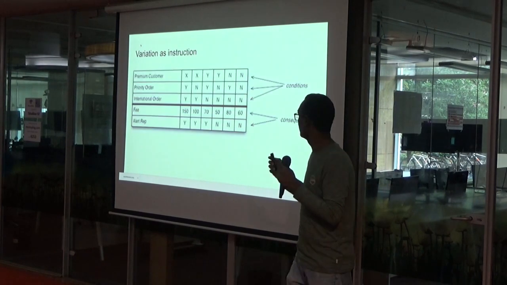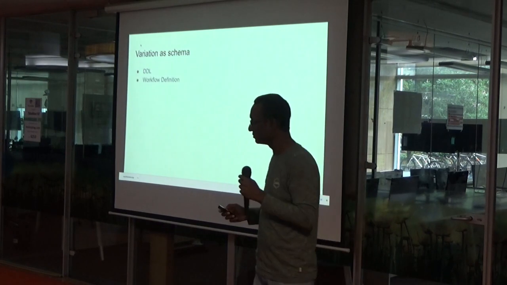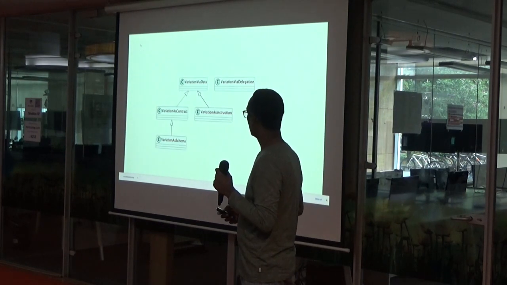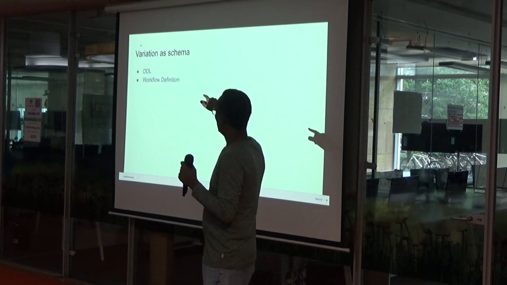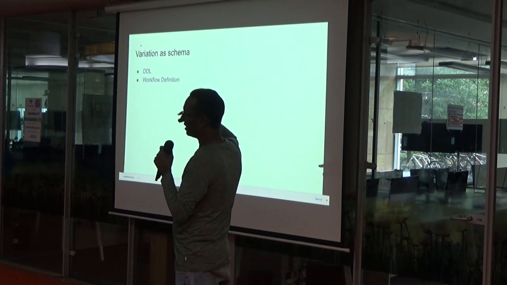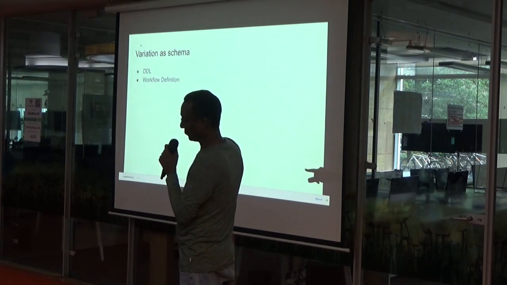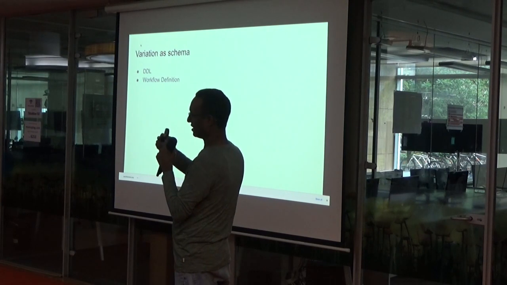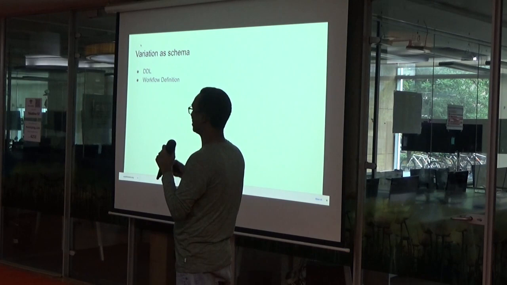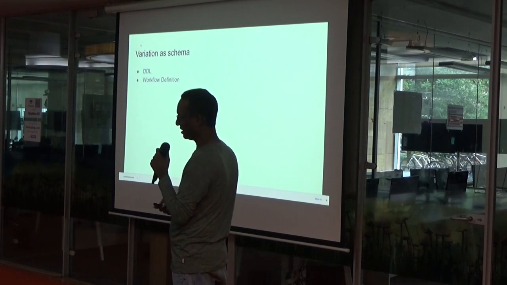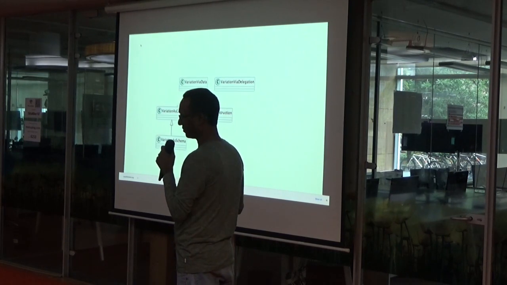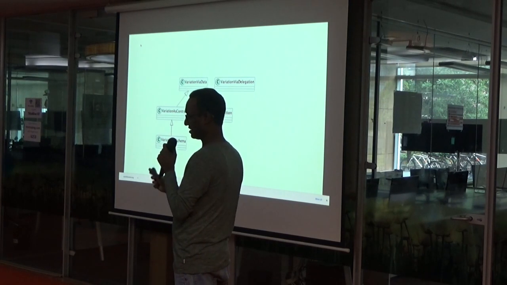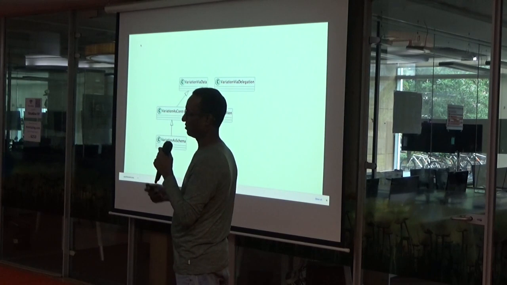What's the difference between variation as fun and variation as schema? Variation as schema. Here, I only spoke about the DDL. The DML conforms to the DDL. Workflow will conform to the workflow definition. So you have two levels of variation. The first level is a schema. The second level is the instance of a schema. It is not true for variation as contract. The hours of a business is only one level of variability.